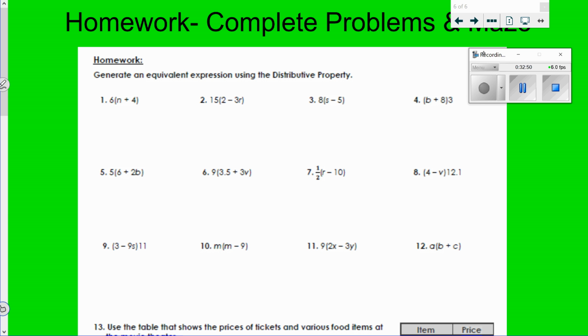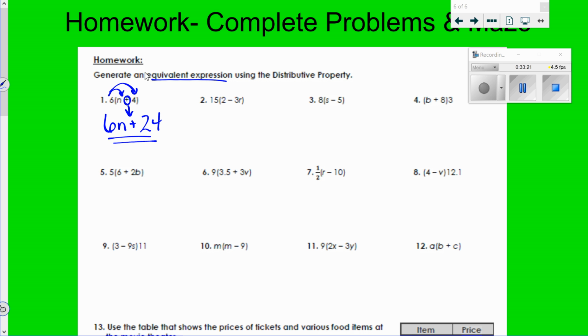Okay, on page 3, the initial part's very easy. This is exactly what we've been doing basically all day. All you're doing is generating an equivalent expression using the property. So I'm drawing the arrows and doing the math. 6 times n would give me 6n. Whatever sign it is comes straight down. 6 times 4, don't forget to do both of them, is 24. So there's your first answer.